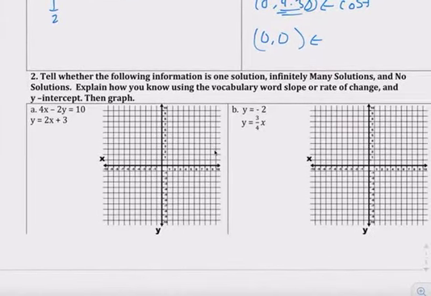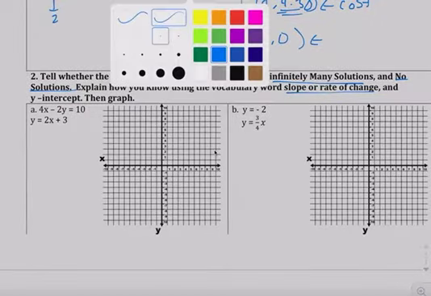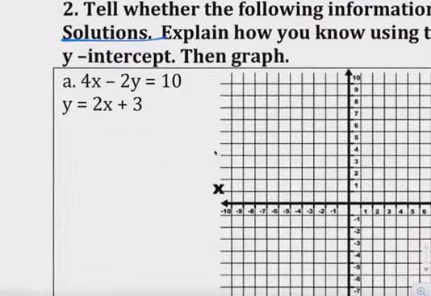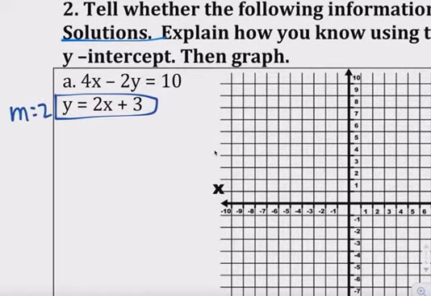Okay, let's look at this. Tell whether there's one solution, infinite solutions, or no solution. Explain how you know using the slope and rate of change. Okay. Let's look at this. This is good. My slope is 2. My rate of change is 2 over 1. My y-intercept is at 3, or (0, 3) as we say it.